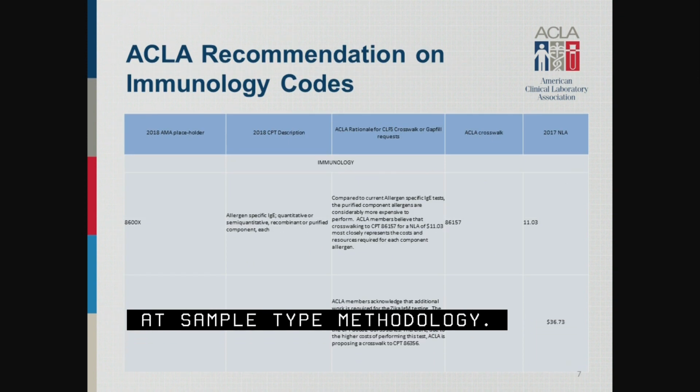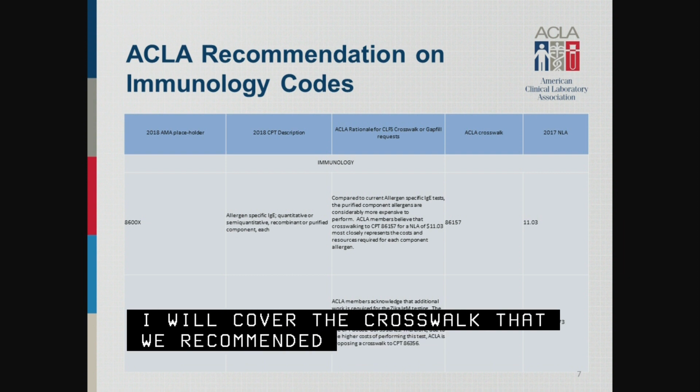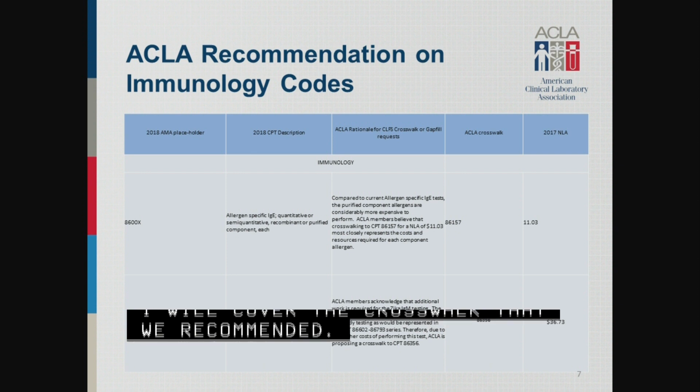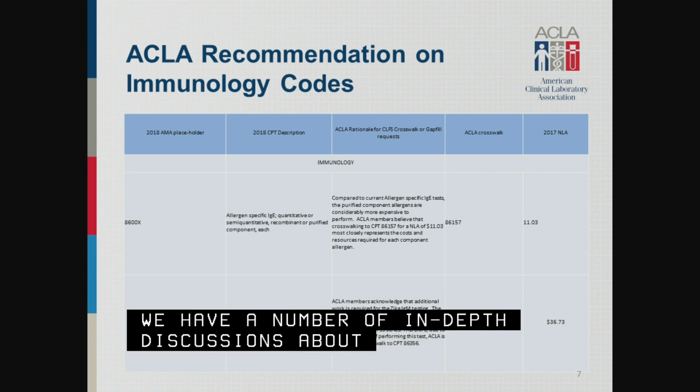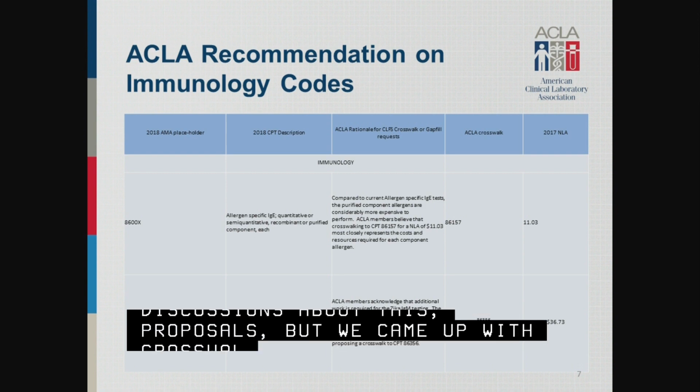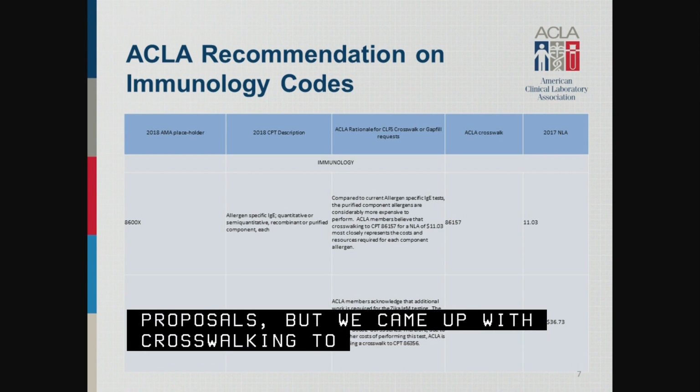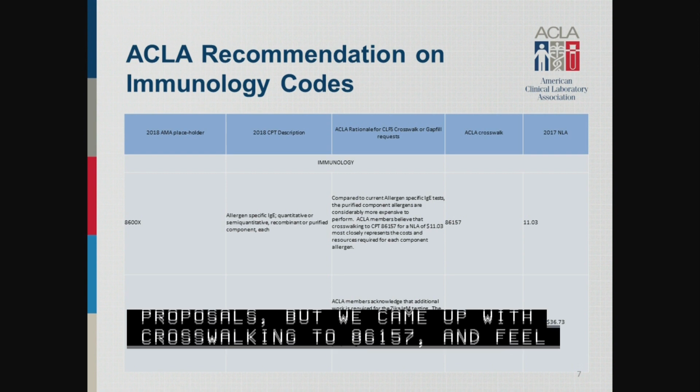I'll cover, I guess, the crosswalk that we recommended for the allergen testing. We had a number of in-depth discussions about this and looking at the proposals, but we came up with crosswalking to 86157 at 1103, and we really felt like that best represented the cost and resources required for each component of the allergen testing.